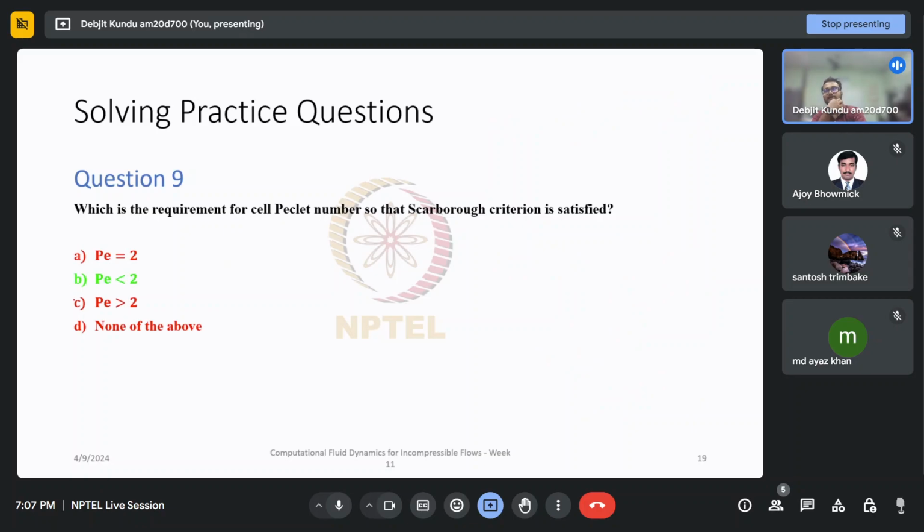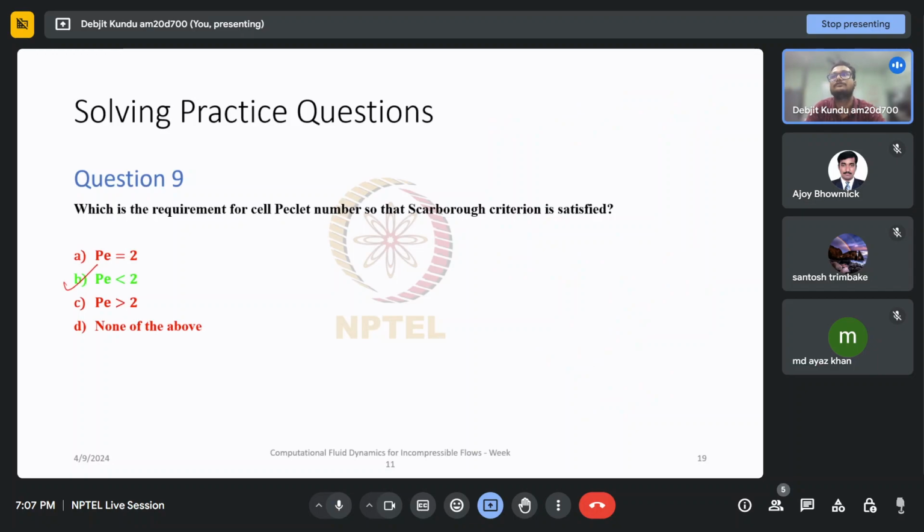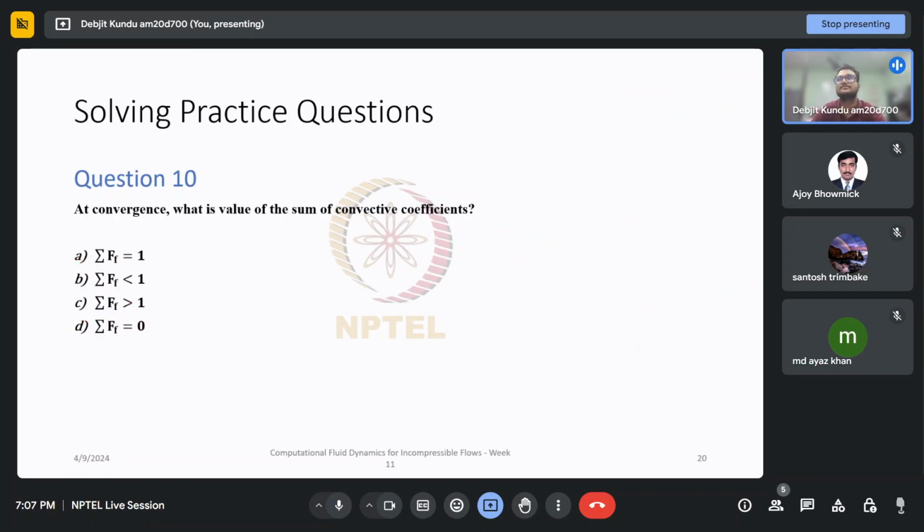And it is indeed the correct answer. So this is the solution here. Any questions on this? Okay, so if not, we will move on to question number 10 now, which is the last question.